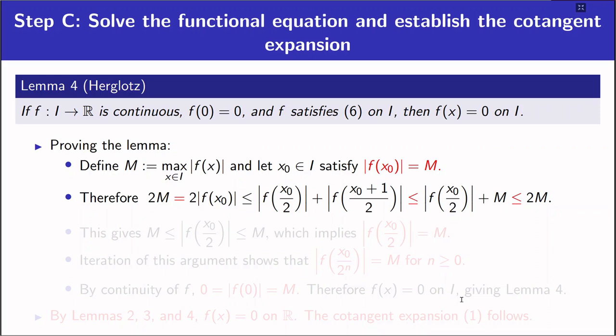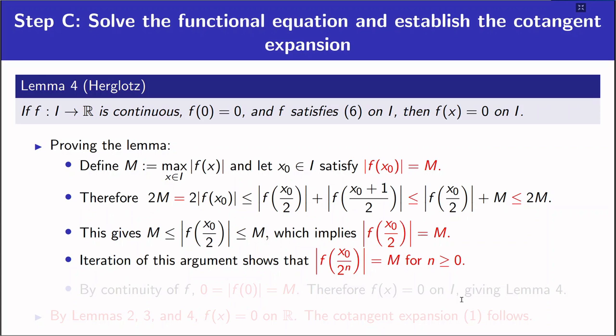This first equality follows from the definition of m. The ensuing inequality follows from the triangle inequality and the fact that f satisfies the functional equation. The next two inequalities follow from the definition of m. Taking note of the highlighted inequalities, we see that the maximum absolute value of f is also obtained at x naught over 2.